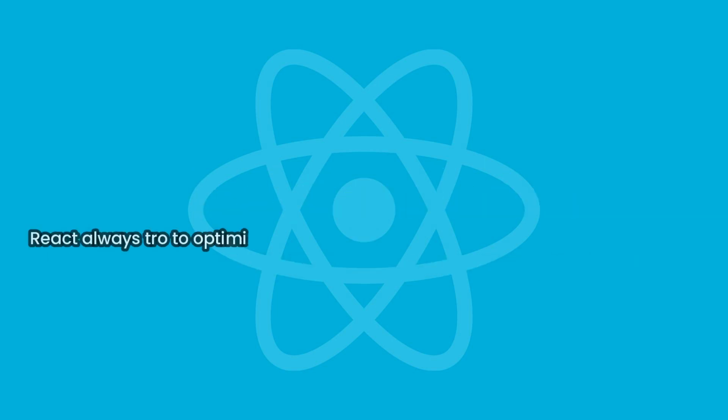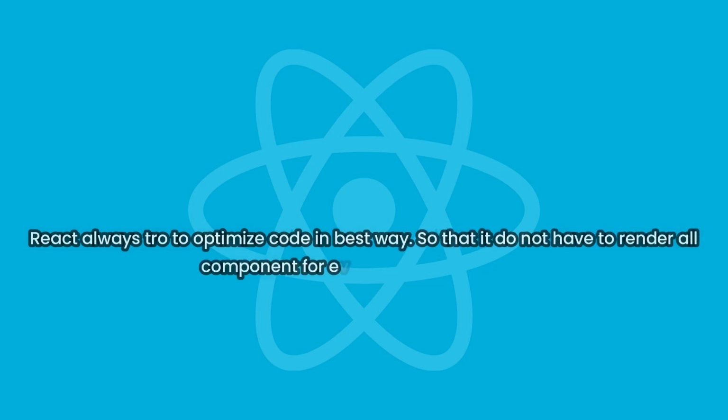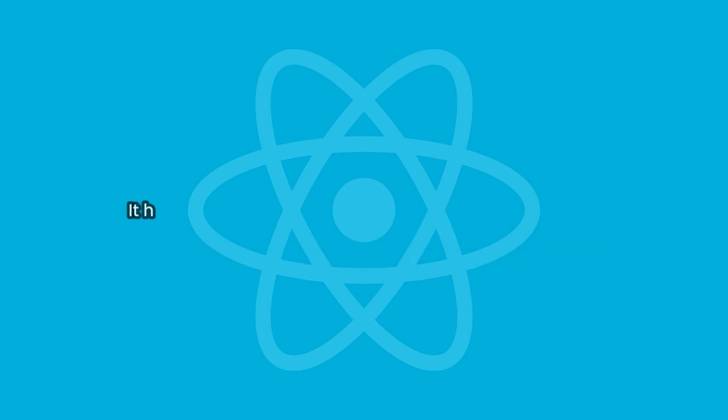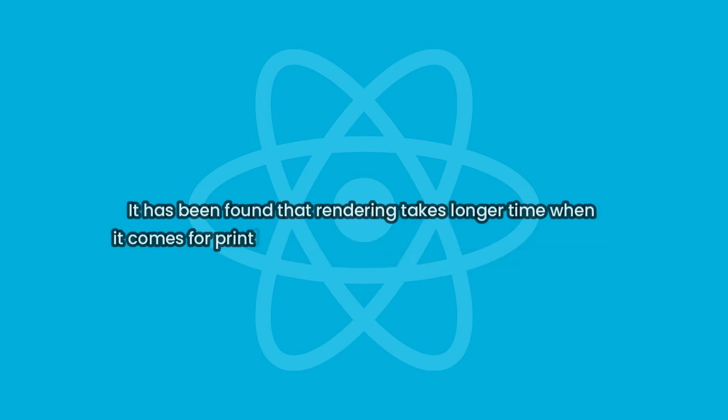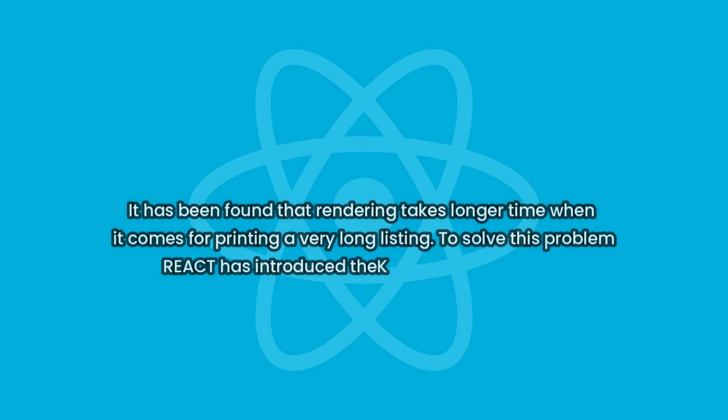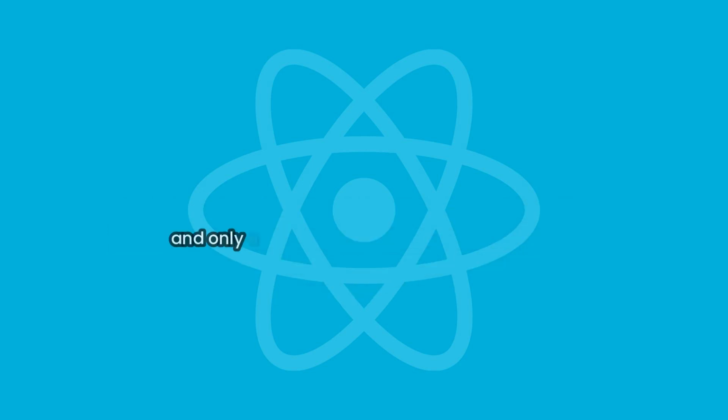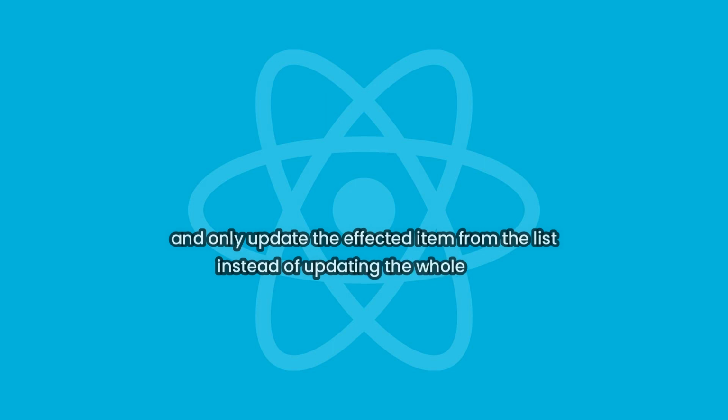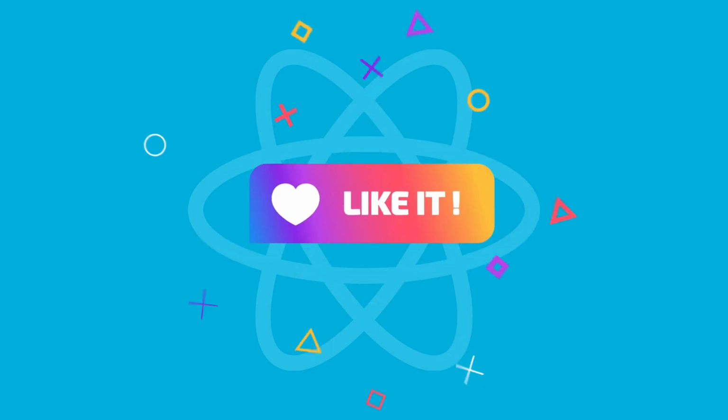React always tries to optimize code in the best way so that you do not have to render all components for every single side effect. It has been found that rendering takes longer when it comes to printing a long listing. To solve the problem, React has introduced the key prop that works as an identifier for list items and only updates the affected item from the list instead of updating the whole list. I hope that I was able to deliver important details about the key prop.